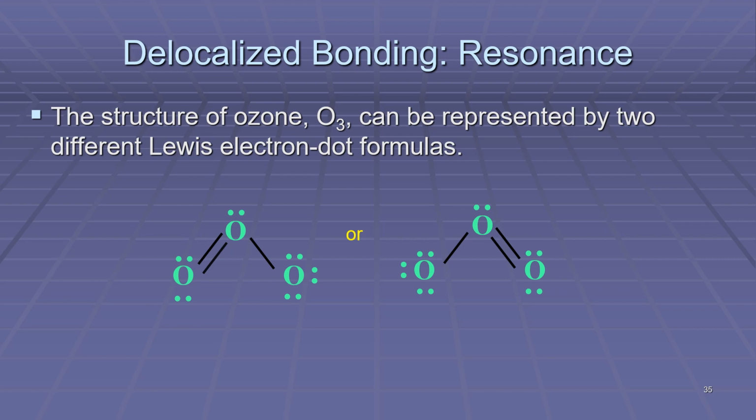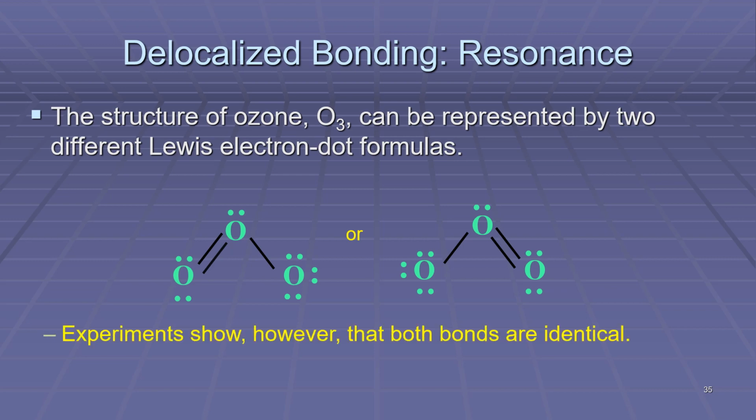Now, you might say, well, can't you just draw it one way or the other? Well, no, because if you actually did a study on this structure, what you would find out is that these 2 bonds are equal to each other. So it's kind of like there's not a double bond and a single bond. It's kind of like each bond is about 1.5 bonds. So let me go through how I would do this structure from scratch.